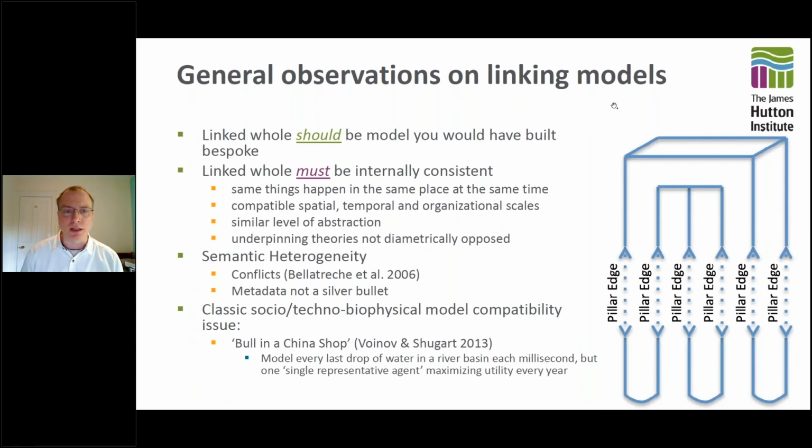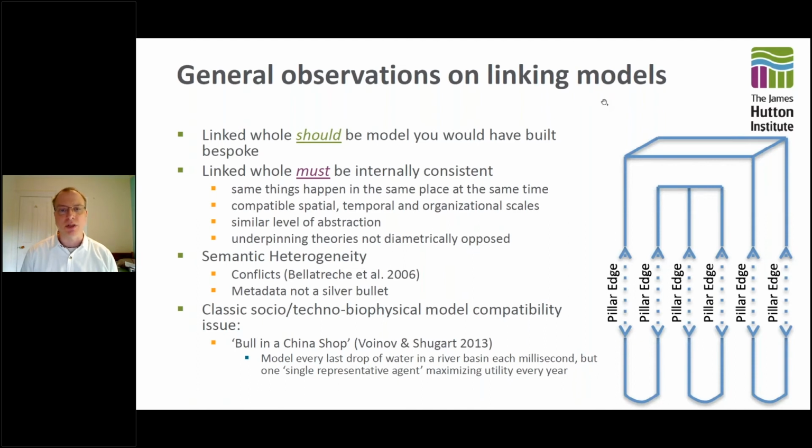So firstly, in the ideal world, we're thinking about the linked whole model that we're trying to create. That would ideally be the model that you would have built from scratch if there hadn't been any other models already that you wanted to couple together. That's the ideal, but it, I guess, rarely is the case. There would always be bits of functionality you need to add or take away in order to get what you want. But what's absolutely critical, what cannot be ignored, is that the linked whole model must be consistent. Everything that goes on in that model must be non-contradictory.